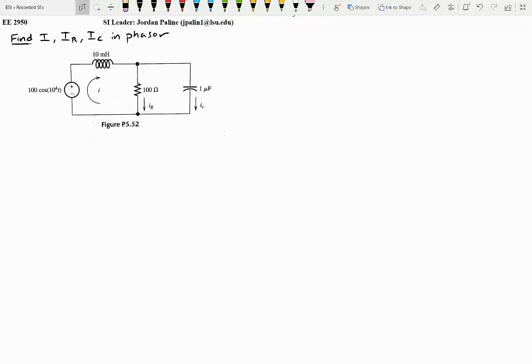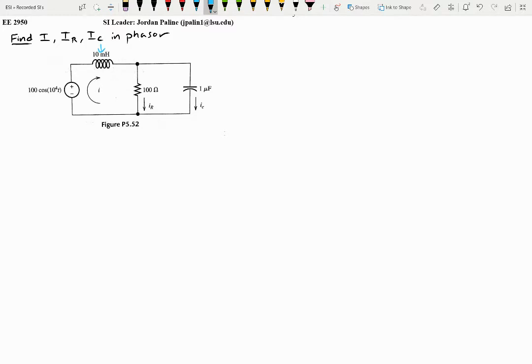All right, everybody, let's take a look at this problem. We're going to solve for the three currents that we see here. So we have I, IR, and IC. If we're looking at the circuit, we'll notice we have a couple elements in here.